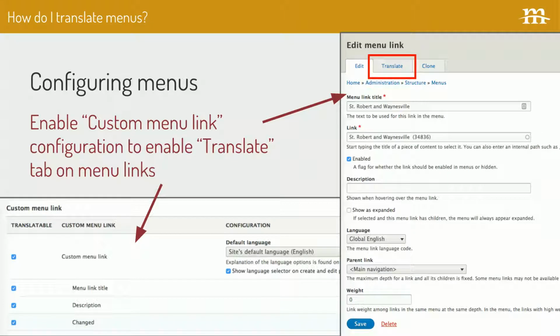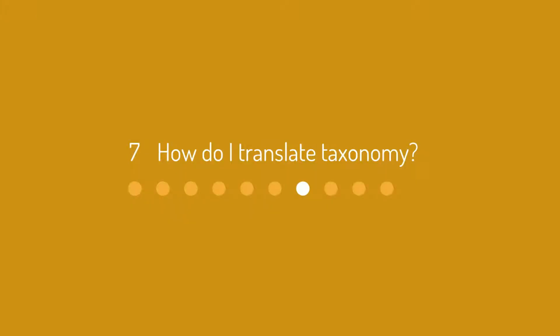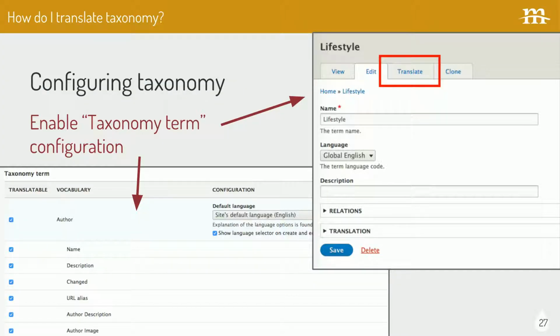Yeah, that's how you do menu translation. Once you get the hang of it, so we're going to look at taxonomy. Once you get the hang of it, a lot of it's similar, right? Because these are entities. Interfaces are similar. So same kind of deal.